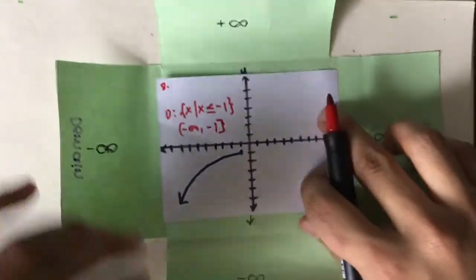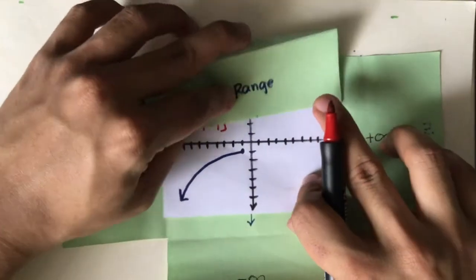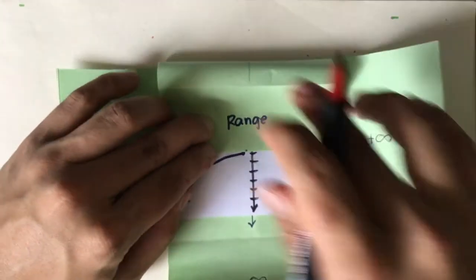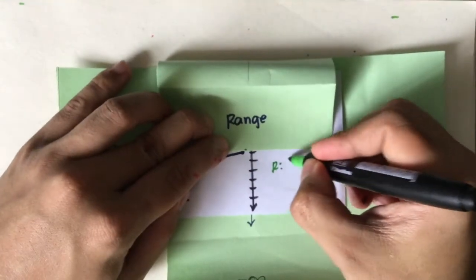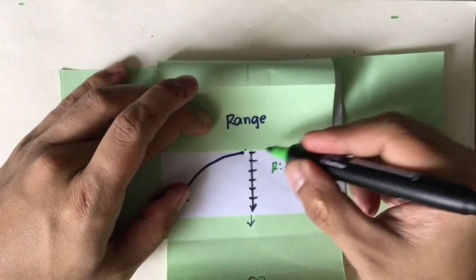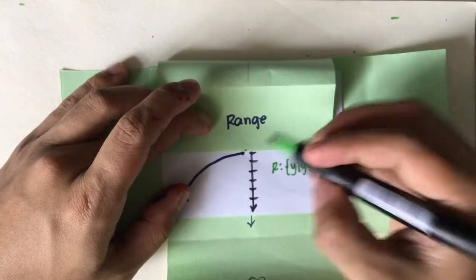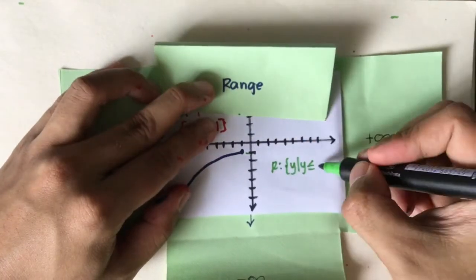Now how about for the range? For the range, we see that the range starts here and goes down to negative infinity. Therefore, your range is also limited. You will say y such that y, that's going down, so less than or equal to, and what number is this? It's also negative 1.